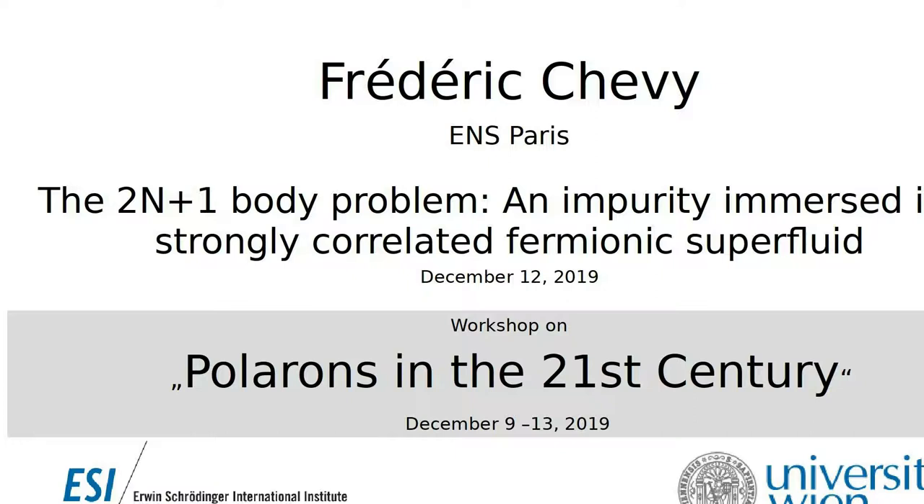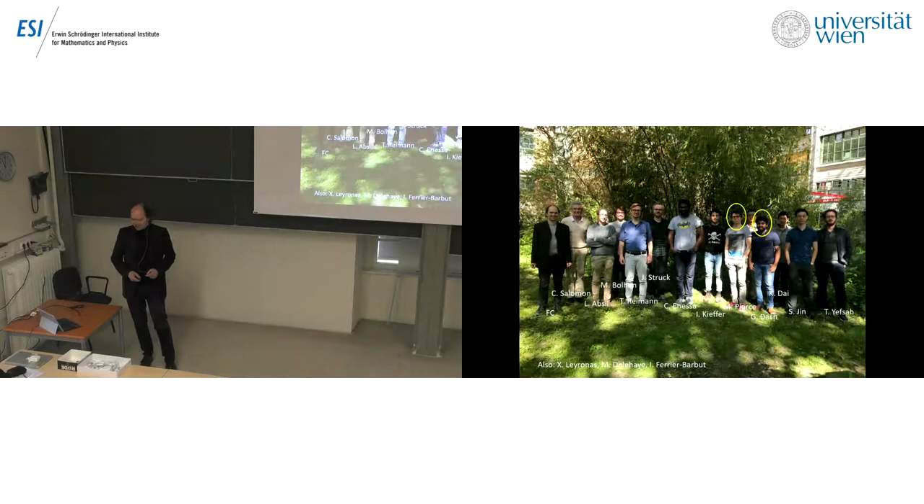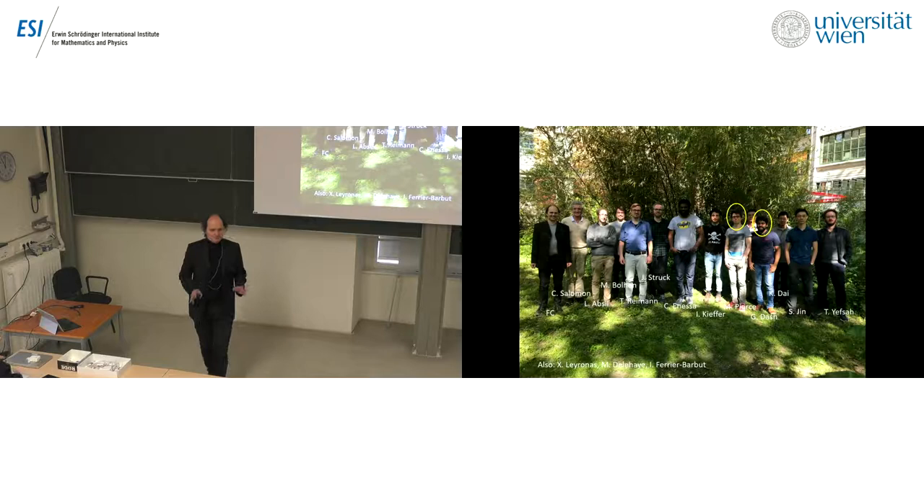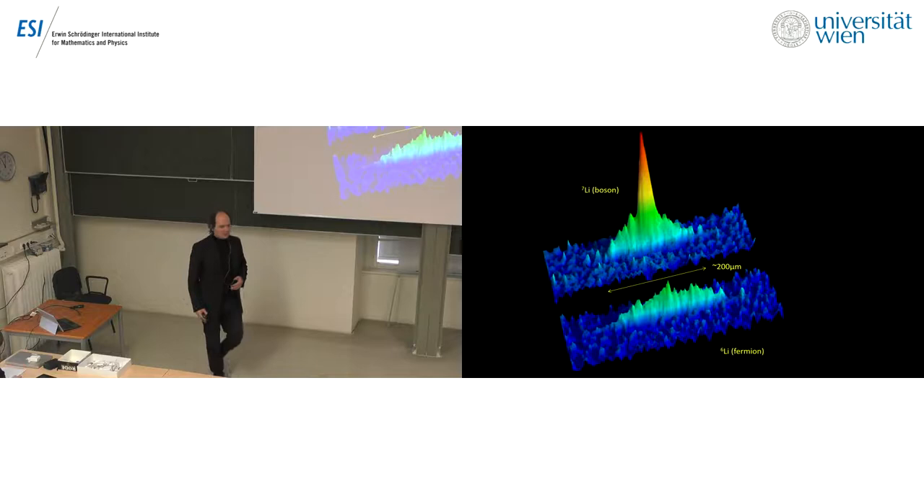So I come from ENS, from an experimental group, so this is our group. We have actually three experiments, more or less running. And the one I will be telling you about is the one working on a mixture of lithium-6 and lithium-7. So these are two isotopes of lithium. One is a boson, lithium-7, and the other one is a fermion, lithium-6.